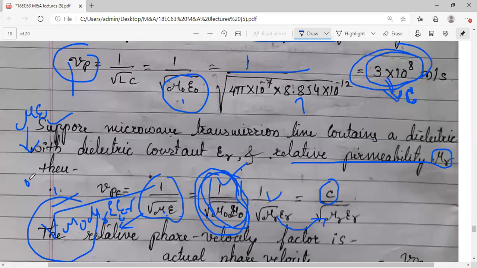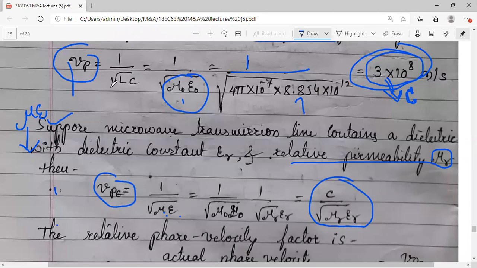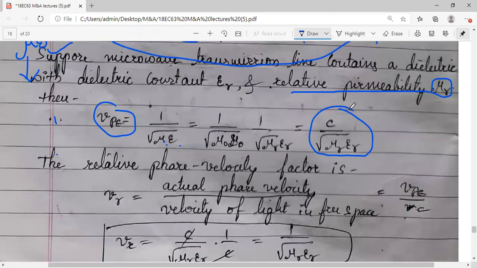So what we got for the velocity equation, when we have a transmission line which contains dielectric constant epsilon r and relative permeability mu r, is that the velocity is given by Vp equal to c by root of mu r into epsilon r. This is the velocity. But otherwise for air core conductors, it is equal to c. So there is a slight change, right? It is not even c. It has some other part also in the formula.